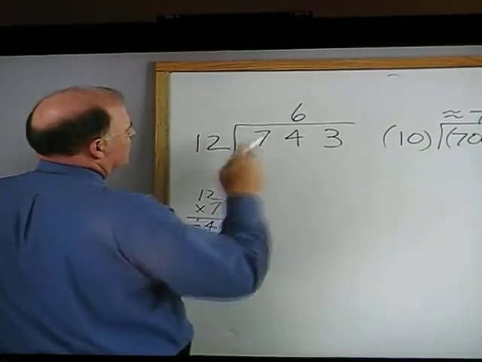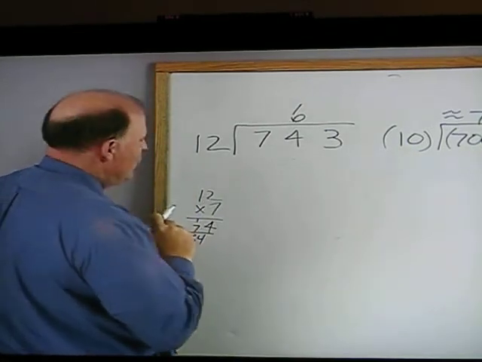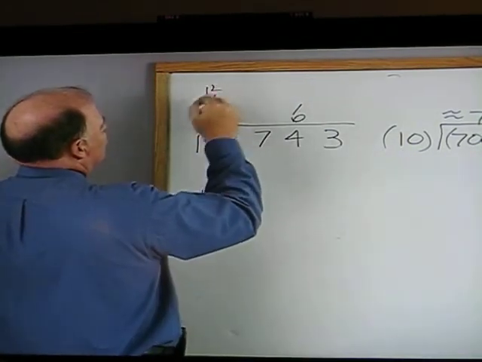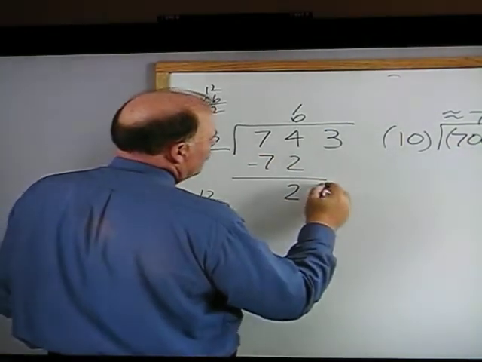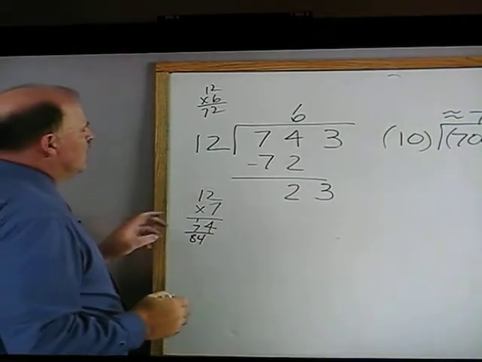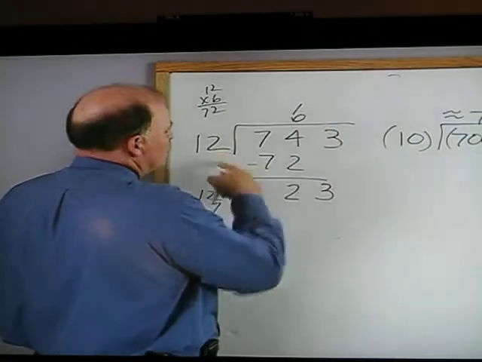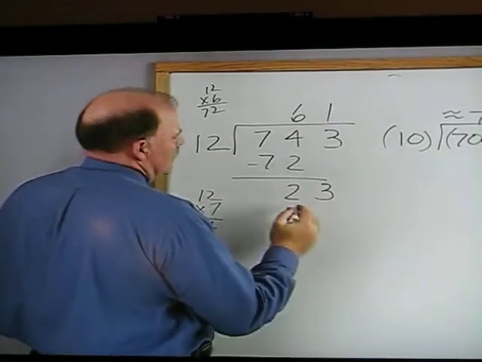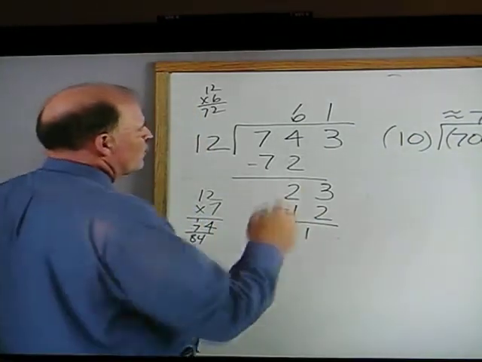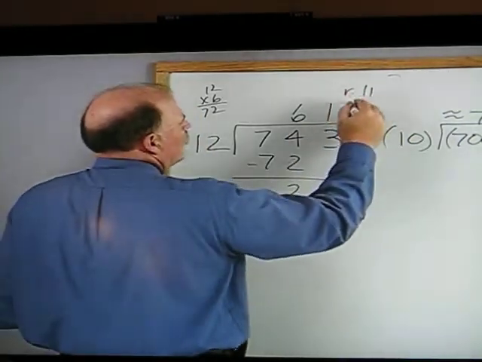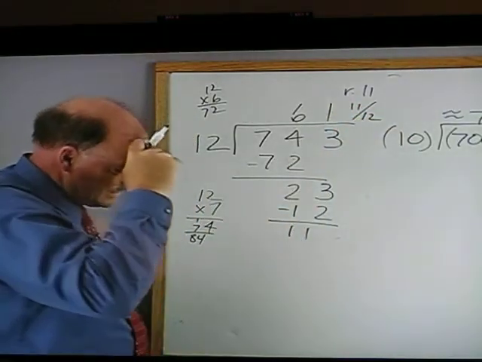6 times 12. What's 6 times 10? 60. 6 times 2 is 12. Add them up, and you get 6 times 12 is 72. So you put 72, you subtract the 2, add the 3, the units. What times 12 would give 23? 1. Because 2 times 12 would be 24, right? Too much. And so that gives 12. We have 11 left over. So we either say we have remainder 11, or we say 11 divided by 12. Correct? Correct. Okay, that's a tough problem.